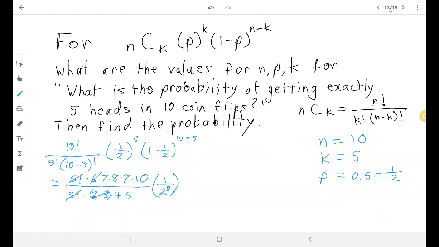And then finally, what's 1 minus 1/2? Well, it's 1/2. And then it's to the 5th, right? 10 minus 5, so this is 1 over 2 to the 5th again. So I'll just write it that way. Okay? So then finally, we're sort of getting to a point here. 8 over 4 is 2. 10 over 5 is 2. So I've gotten rid of everything on the bottom.